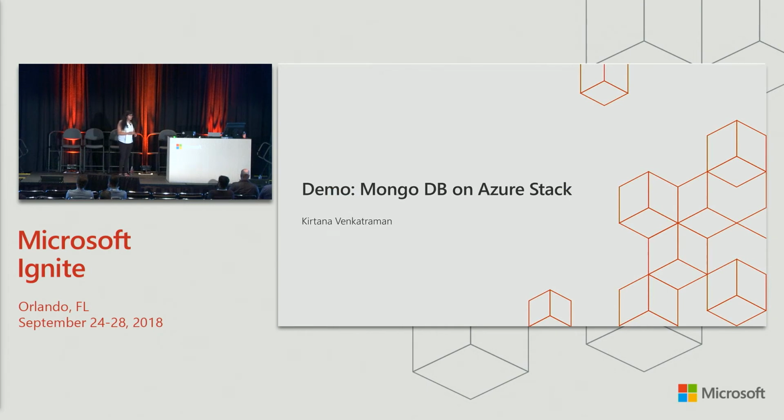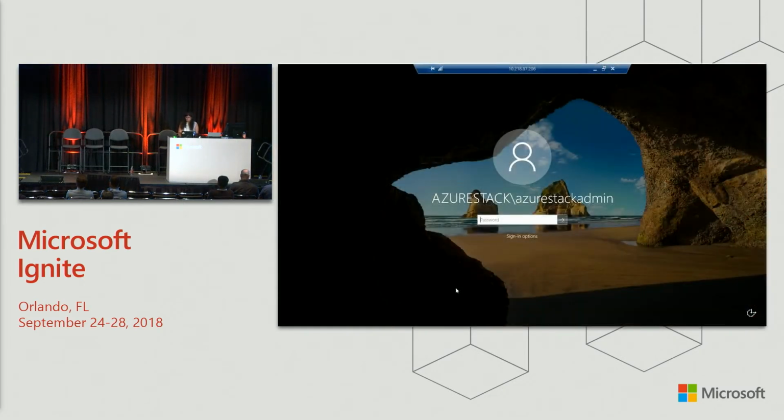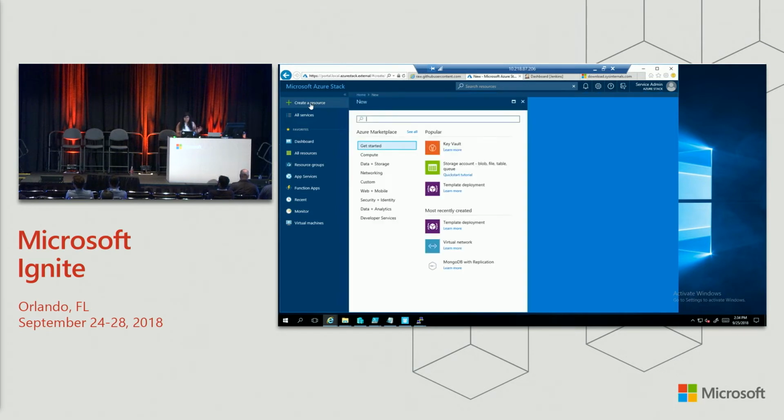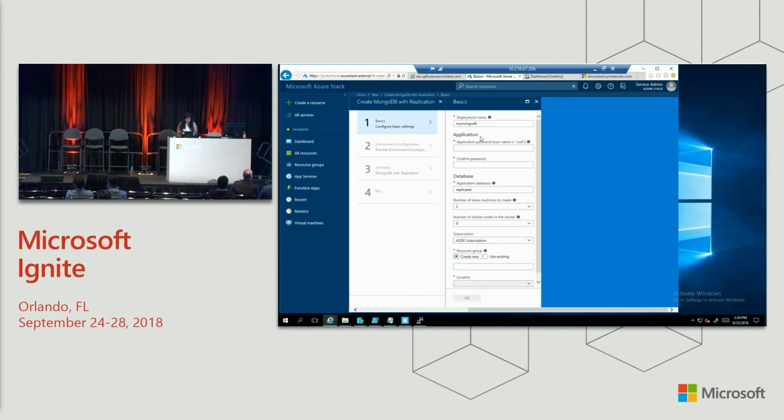So I'd like to show you a quick demo here. Let me see if I can get to it. So I'm logging into my Azure Stack instance. I'm going to create a resource, and this is going to be my MongoDB with replication Bitnami template that I mentioned. So it's right here. And I don't have to enter in all that much, so I just have to enter in the passwords. It creates a replica set, and you can choose the number of slave machines and arbiter nodes. So I'm just going to leave it at the default.